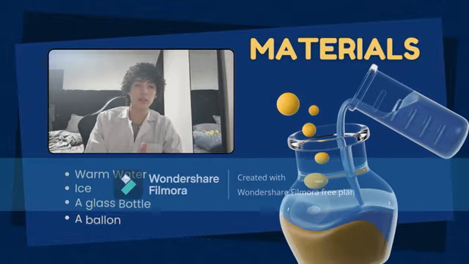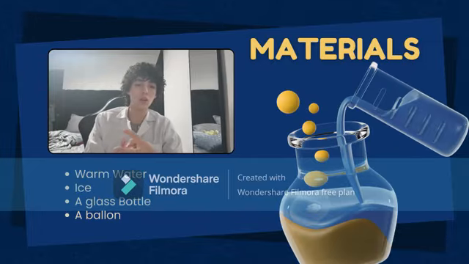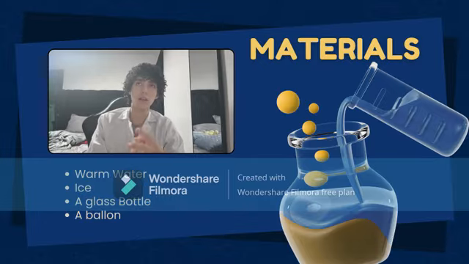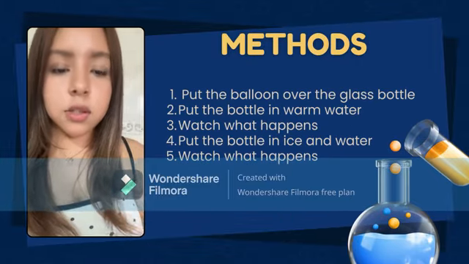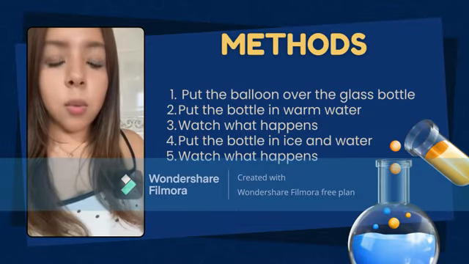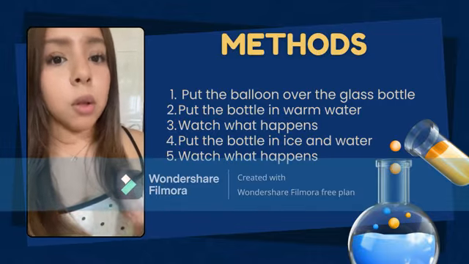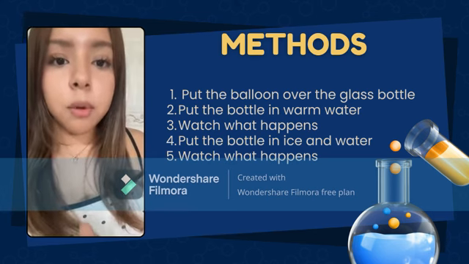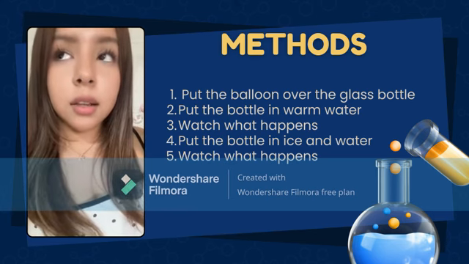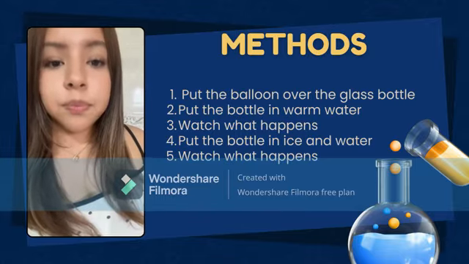What are the materials that we use for this practice? Well, the warm water, cold ice, a glass bottle, and a balloon. Our method consists of two bowls, one glass bottle, and one balloon. In one bowl there is warm water, and in the other one there is water with ice.